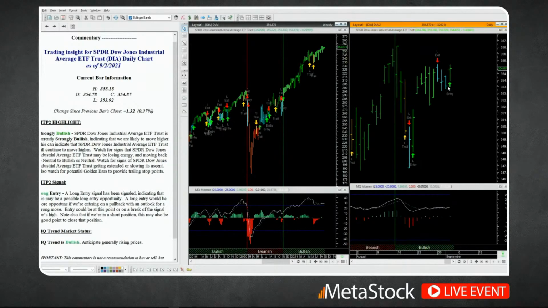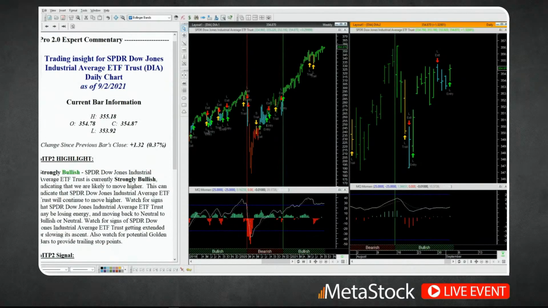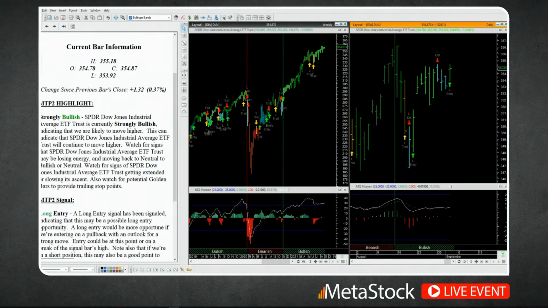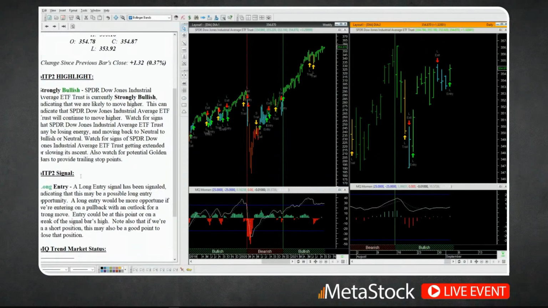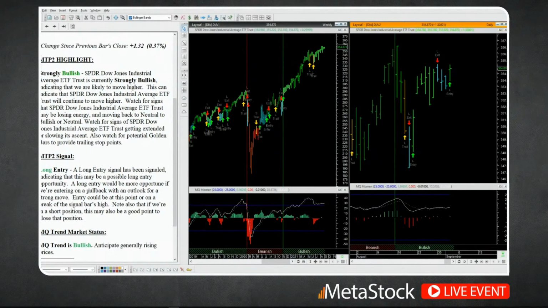This is the black template. You'll notice right here, there's a long entry. What I want to point out over here in the corner is that it's giving English definitions to what's going on. Right now, we're in a strongly bullish phase on the Dow Industrials. This is referring to this daily chart, indicating that we're likely to move higher. This can indicate that the Dow Industrial Average ETF will continue to move higher. Watch for signs that it might be losing energy and moving back to neutral. It's also going to give us advice about this long entry signal.